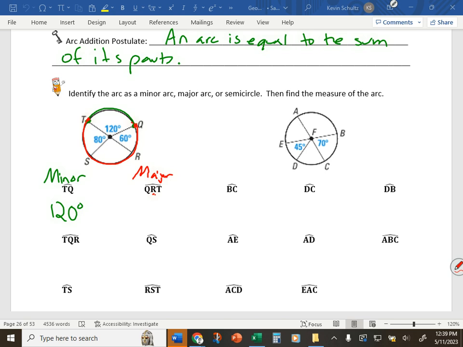How do we calculate the measure of arc QRT? This is the arc addition postulate, right? We know the whole circle is 360. We know this part is 120. That means the remaining part has to be 240 to get to our 360 total. Or you could calculate this angle here and then add it to our 80 and 60. That would bring you to 240 as well.